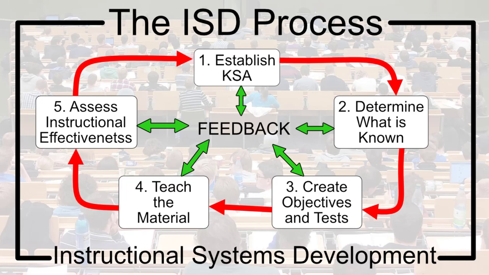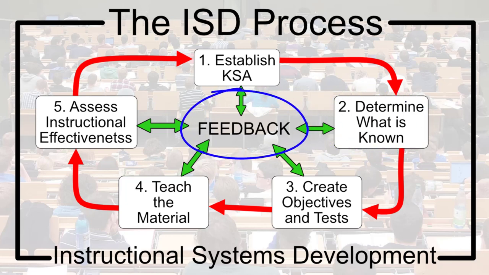When you are creating your objectives and tests, you can get the feedback from prior cycles of the instructional effectiveness. Ooh, we need to test this particular objective a little bit more. Ooh, we need to create another objective here in the knowledge, skills, and abilities that we didn't cover well enough. When we're teaching the material, we need to say, oh, wow, we wound up teaching this and everybody already knew it. We might not need to teach that next time. You do the feedback throughout the entire process.